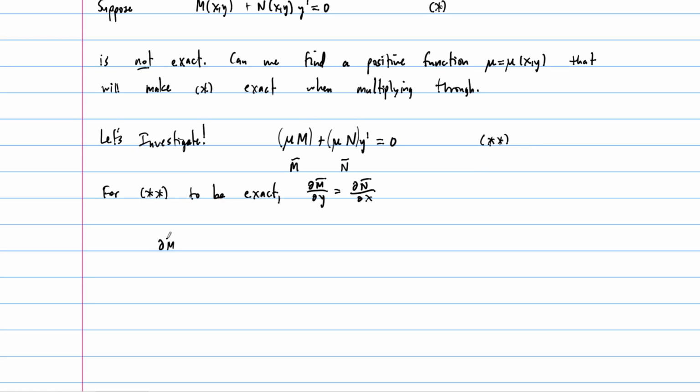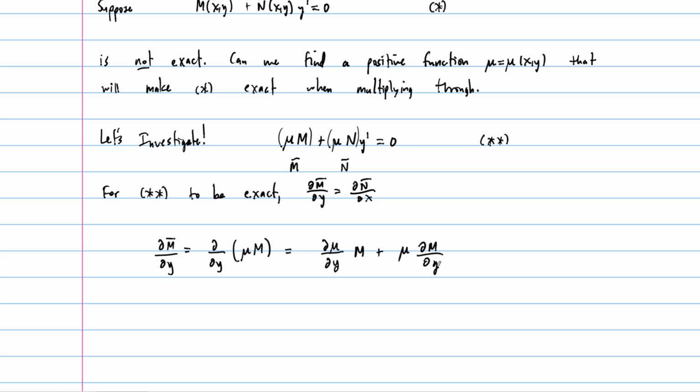So first, dM bar/dy. This is the y partial derivative of the product of mu times M. And so the product rule must be applied, right? What we end up with is partial d mu/dy times the function M, plus the function mu times the partial dM/dy.